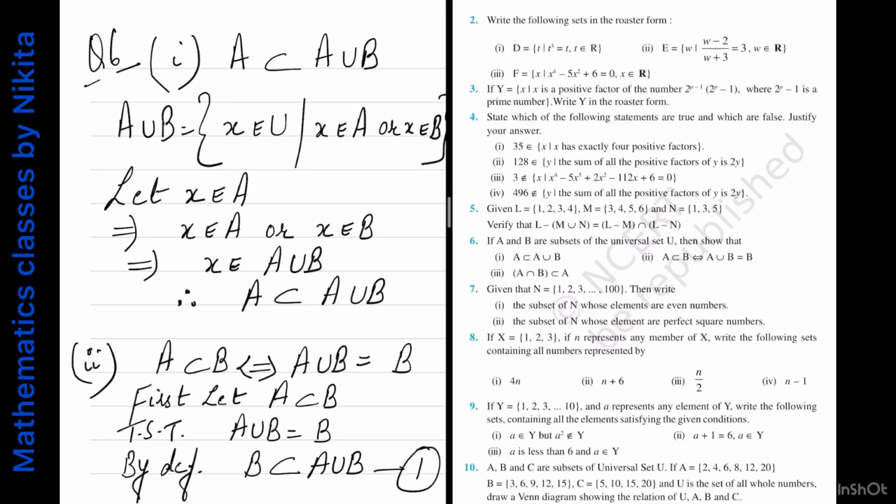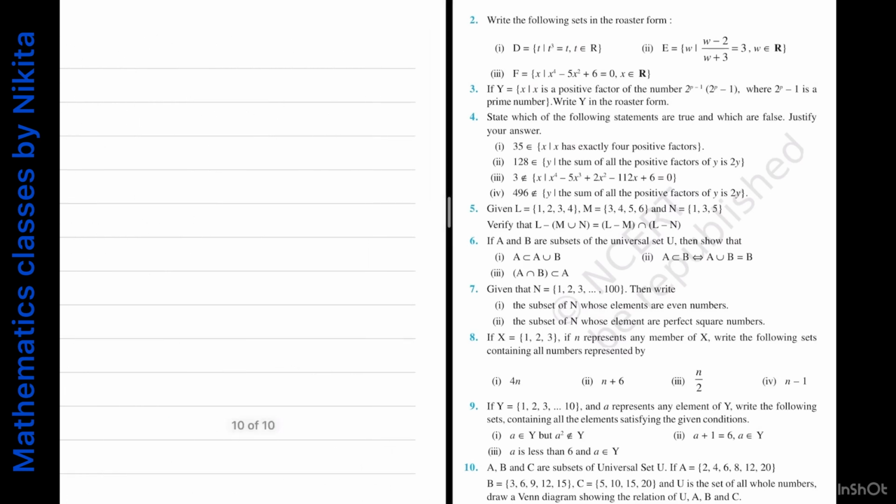Whatever we have proved in the first part, A is also contained in A union B, as well as the set B is contained in A union B. So now we have to show that A union B is contained in B. So let us take any arbitrary element x in A union B.